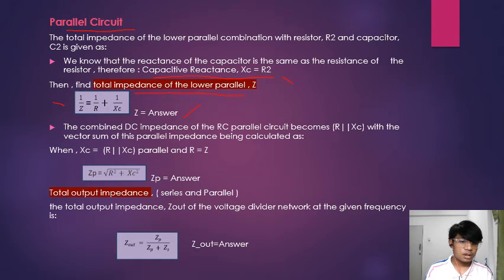So we move to the second point. When Xc equal to R, with Xc and R in parallel equal to Z, we can find the vector sum of this parallel impedance with this formula. And finally, we can get the total output impedance, which is the combination of series and parallel. We get the total output impedance with this formula, which is Z output equal to Z parallel over Z parallel plus Z series.